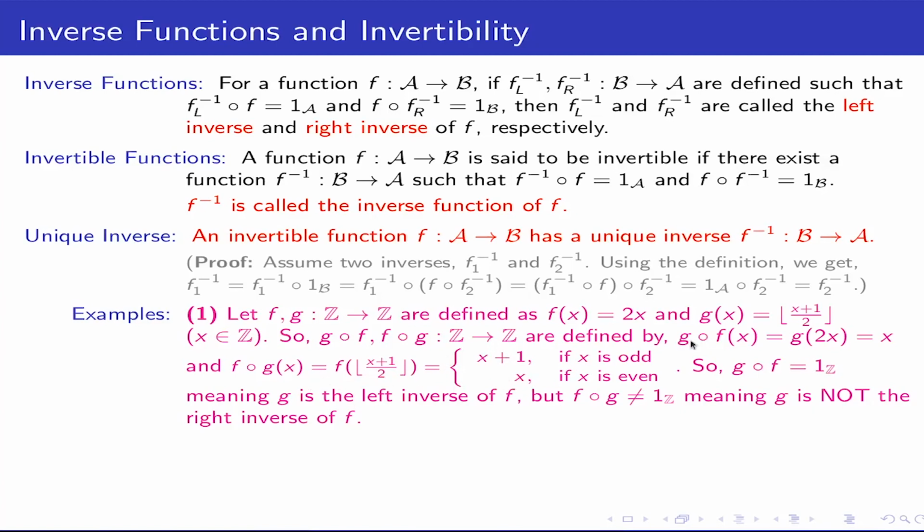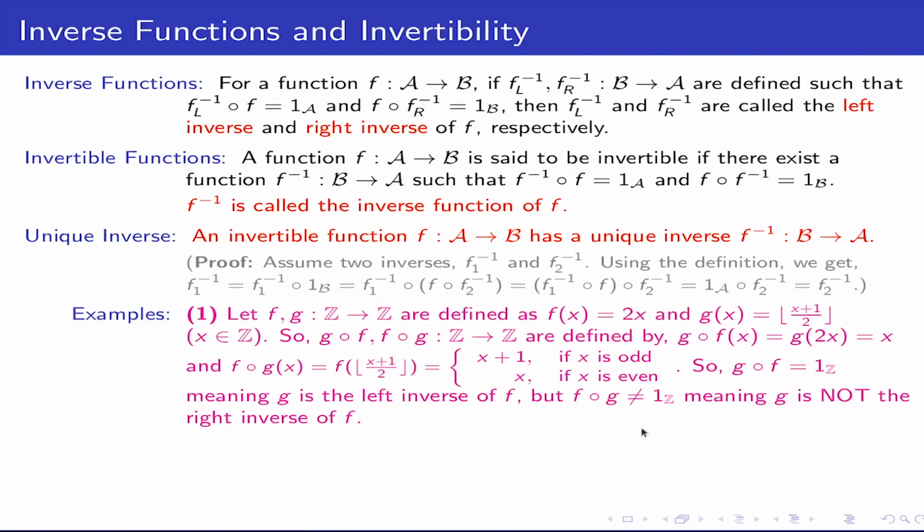Now you can see an interesting observation: g from the left side composition gives me an identity function, because g of f of x produces x itself. So g is a left inverse of f, whereas f of g does not produce me the identity. It's a different function. It is an identity if and only if x is even. If x is odd, it is not identity. So this is not identity. That means g is not the right inverse of f.